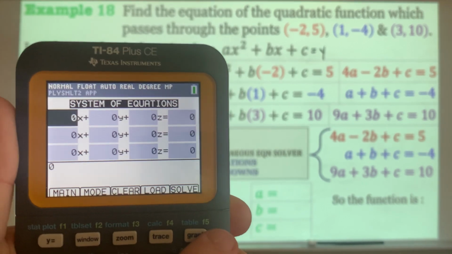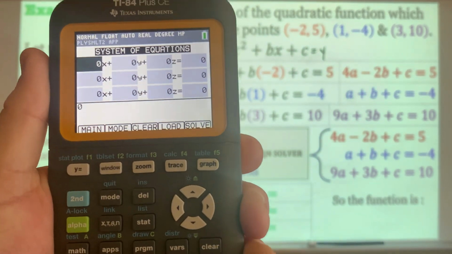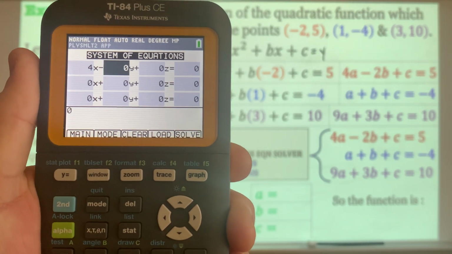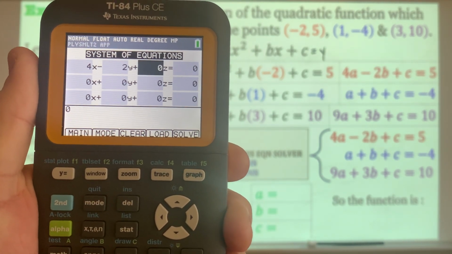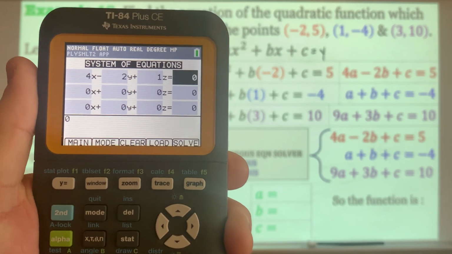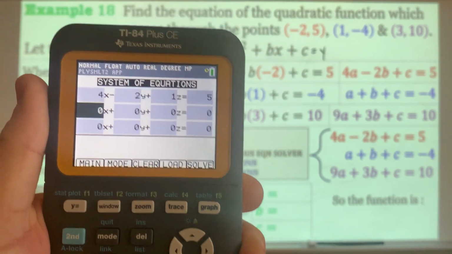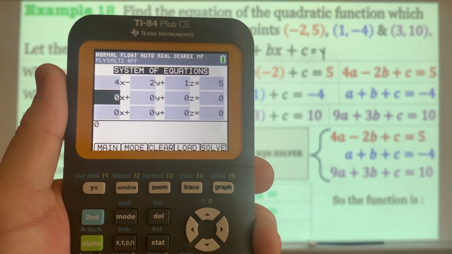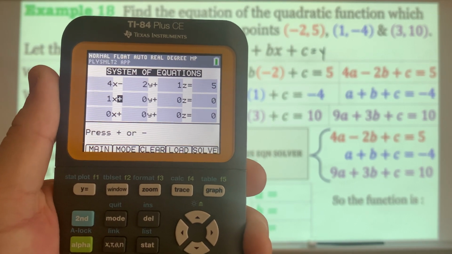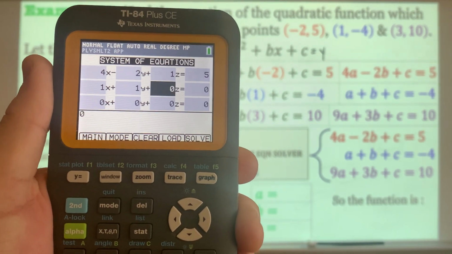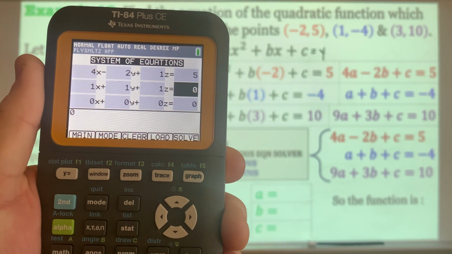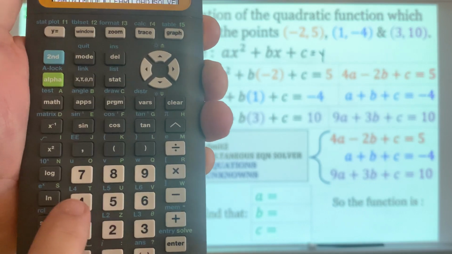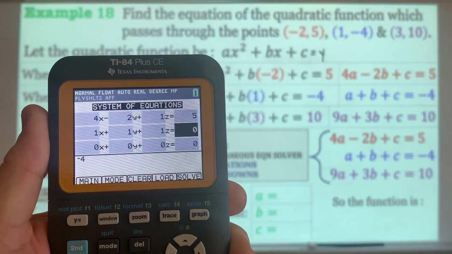And now, as I said before, we're going to plug in our stuff. 4a minus 2b plus c. So I type in a 4a, hit the minus button, hit 2b, enter, plus 1. Anytime you just have a thing, it's a 1. C equals 5. Okay, they use x, y, and z as opposed to a, b, and c, which is okay. Next one is a plus b plus c is negative 4. So that's 1x, 1y, 1z, and you're going to use the negative number. Negative button is down here. Do not use minus. Go negative 4. Okay, that's how you do that.